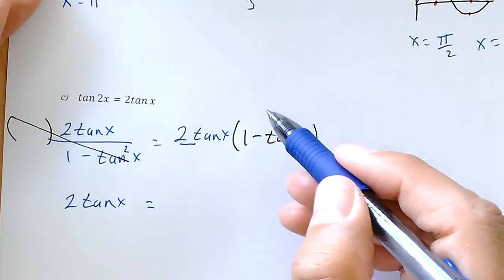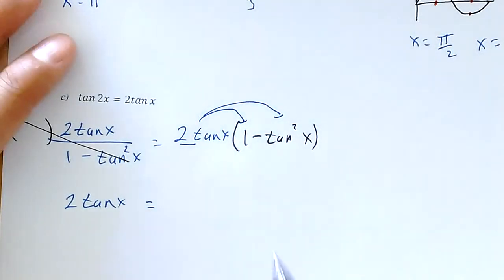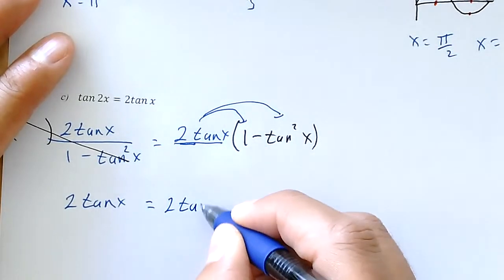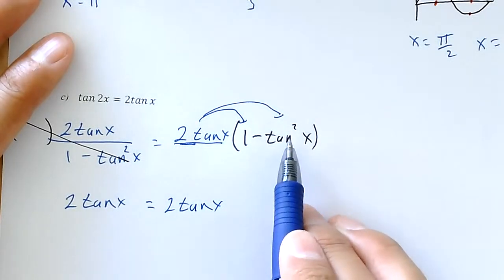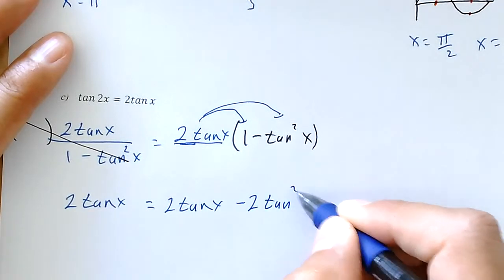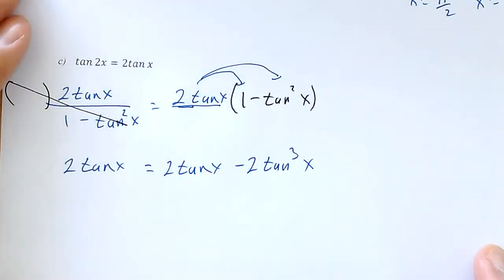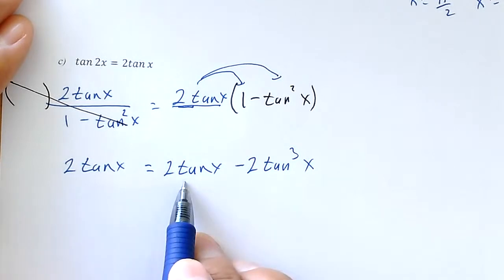On this side, I am going to multiply this into here. I'm going to distribute that. 2 tan of x times 1. 2 tan of x times tangent squared is going to give me a tangent cubed of x. So be careful with that. I'm using the distributive property. Now I'm going to move everything over to one side. So I'm going to move this over here.